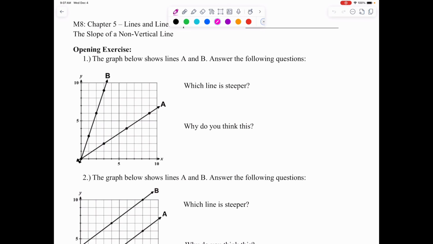Our next lesson is called the slope of a non-vertical line. So for this opening exercise, I want you to complete this on your own. The questions are all set up the same.